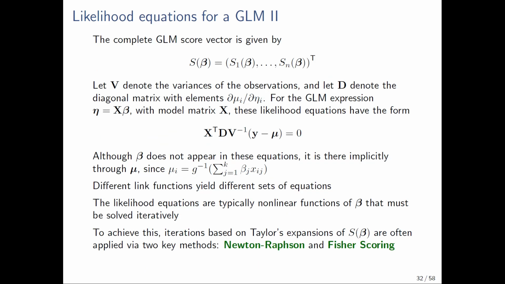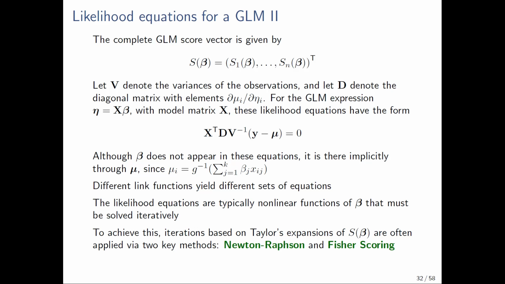So the complete generalized linear model score vector collects the score equations for each parameter, letting V denote the diagonal matrix of variances for the observations and D the diagonal matrix with element dμ_i/dη_i, this thing here. The likelihood equations can be written compactly in matrix form as X transpose D V inverse times (y minus μ) equal to 0.